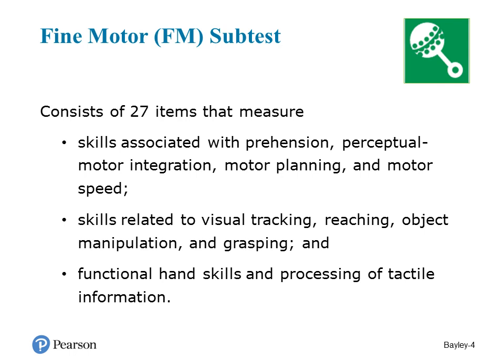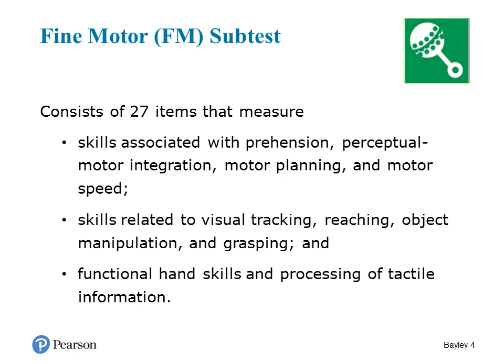And then for the fine motor subtest, this one consists of 27 items, and we're looking at the child's skills associated with prehension, gripping, looking at whether or not the thumb is opposing the other fingers, certainly perceptual motor integration, motor planning, motor speed. Is the child tracking objects visually?